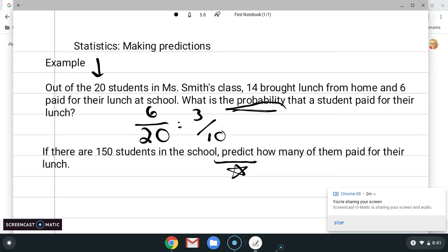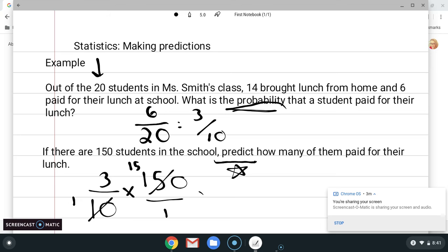So if we look back at the first part of the problem, I got an answer of 3 over 10. I'm going to use the reduced form. And all you have to do is multiply it by 150, your population. Now I can put this over 1 since it's a whole number, and I can do some cross simplification. I can divide each of these by 10. I get a 1, and here I get a 15. So I'm going to get a 1 as a denominator. 3 times 15 is going to give me a 45. So for my final answer, I can predict that 45 students will pay for their lunch.